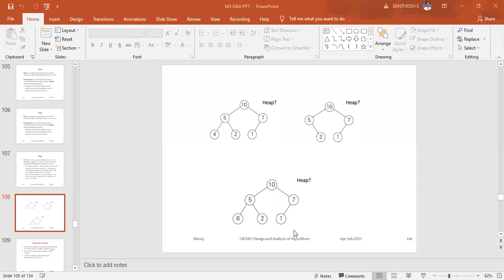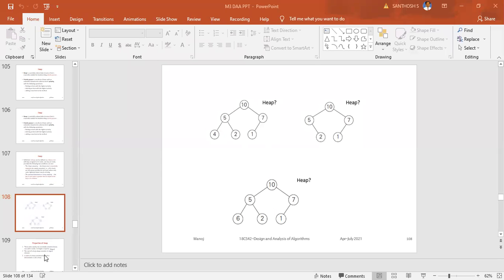Tell me: figure 3, will it accept parental dominance? Is the parent dominant over its children? Here 5 is less than 6, so at this level it fails. That's why we say this is not a heap. So the first one is a heap. The second is not a heap because it does not accept the shape property, and the third is not accepting the parental dominance property, so it is not a heap.